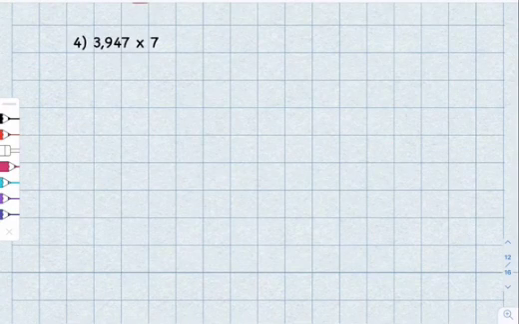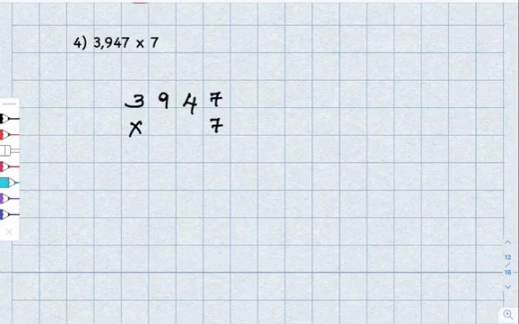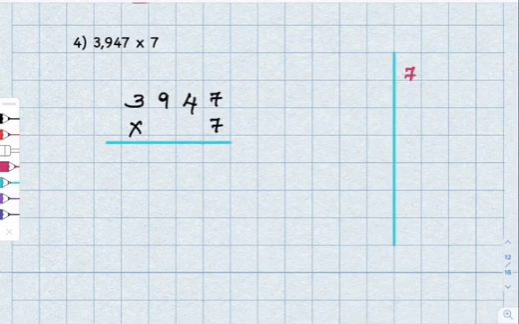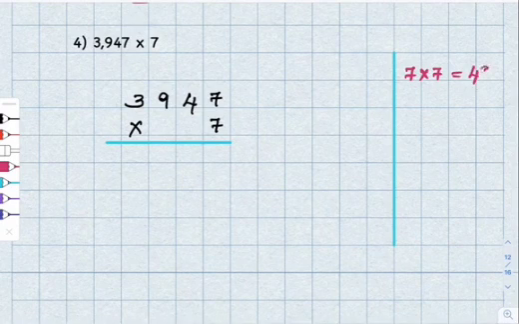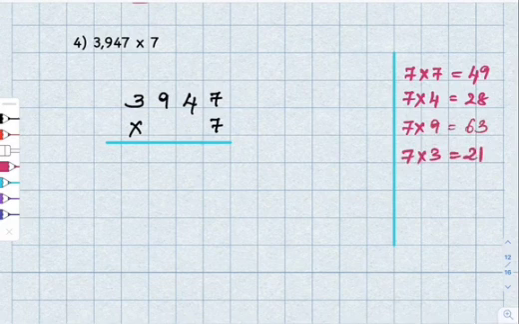Now for the next problem, 3947 into 7. Since it is a single digit, you can just write down the product so that it is easier for you, or even the 7 tables. 7 sevens are 49, then 7 fours are 28, 7 nines are 63, then 7 threes are 21.